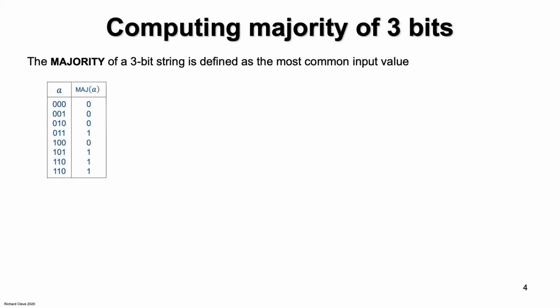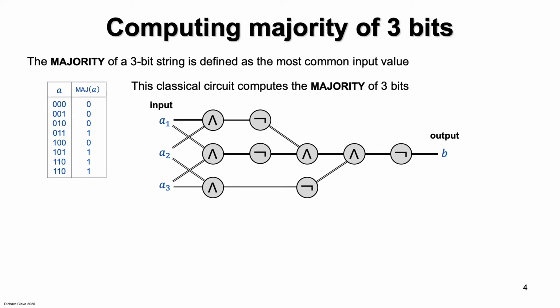Every 3-bit string has either more zeros than ones or more ones than zeros. Define the majority of a 3-bit string as the most common value. Here's a classical circuit that computes this majority function. The input bits, A1, A2, and A3, are shown on the left. Information flows from left to right, and the output bit is B.